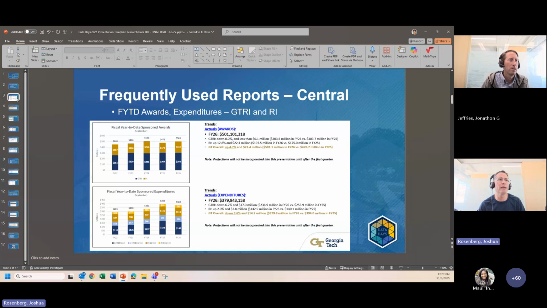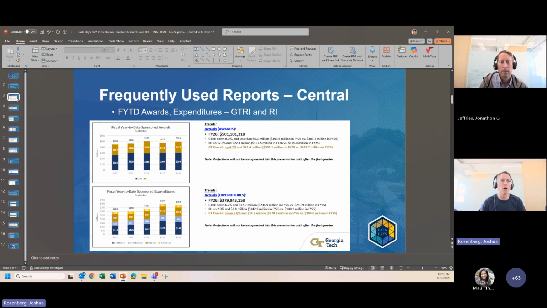So this first one up here is fiscal year to date awards and expenditures. And it's broken out by GTRI versus RI. Okay, so Georgia Tech Research Institute versus resident instruction, which is the academic unit side of the research house. So what you see here are, let's start off at the top, sponsored awards fiscal year to date. And again, this is every month. I do this for the full 12 months of the year.